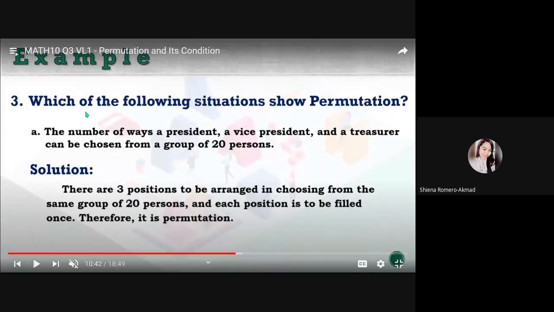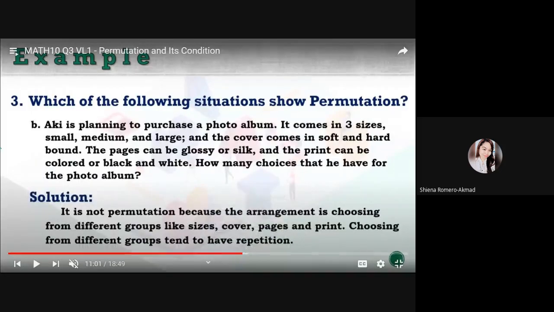And so number 3, letter A, choosing from the same group of 20 persons, and of course, each position can be only filled once. Therefore, it is permutation. Dito sa letter B, it's not permutation because you are going to choose from different groups like sizes, cover, pages, and print, and choosing from different group tends to have repetition. Okay?